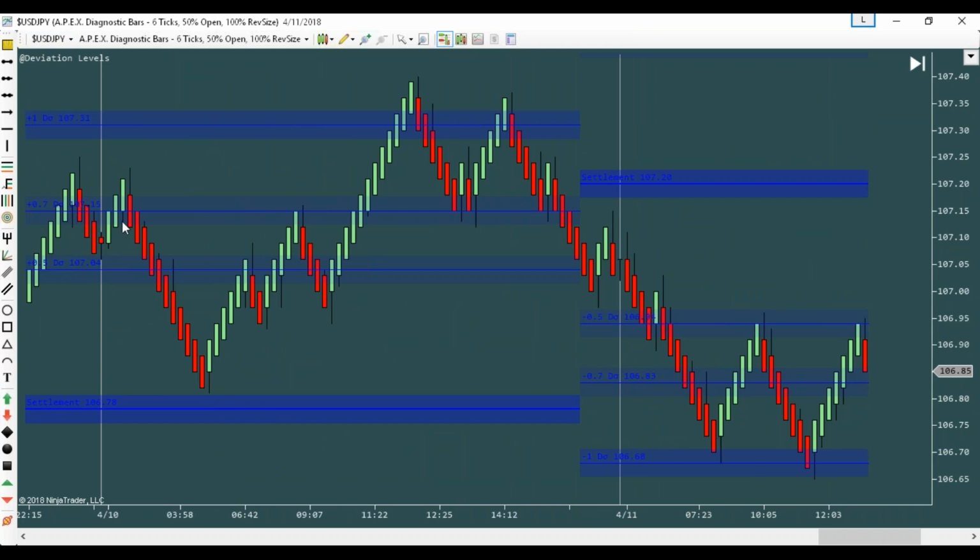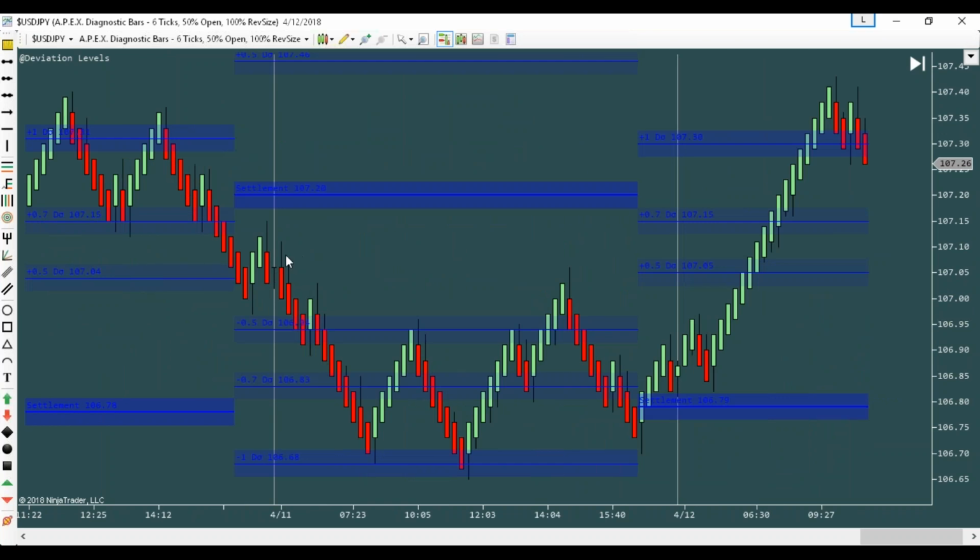A few days ago, the market's moving around, it's right here at settlement, and comes up. Where does it come to? 1 deviation. It barely comes past it, gets rejected, comes back down. And where does it come down to? Boom, right here, this 0.7 deviation, right at it. Comes back up to test that 1 dev.